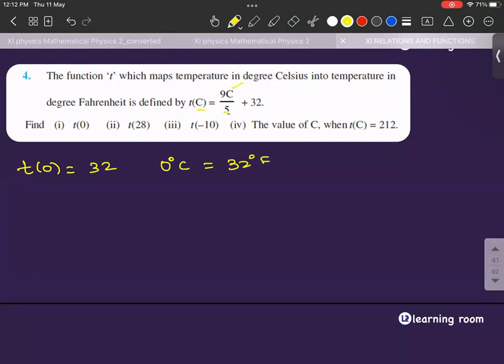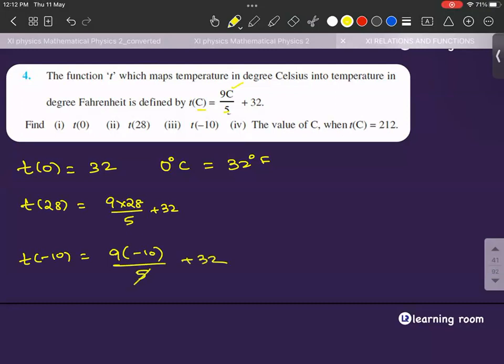Okay. Similarly, what is T of 28? So 9 into 28 divided by 5 plus 32. I'm leaving that to you. Similarly, what is T of minus 10? 9 into minus 10 divided by 5 plus 32. This will cancel 2 times. So minus 18 plus 32 comes out to be 14. So minus 10 degrees Celsius is equal to 14 degree Fahrenheit. Is that point clear?